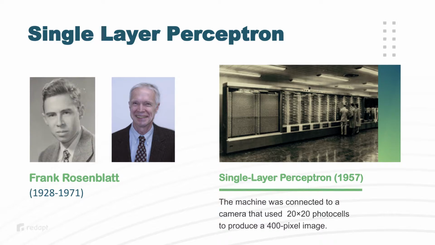From about the 1960s, Frank Rosenblatt, the person who created this particular machine, had only 20 by 20 photocells, a single layer. So 20 by 20 means a 400 pixel image. And to change the weights on the connections, they used electrical motors to actually change the resistance of the mechanical resistors.